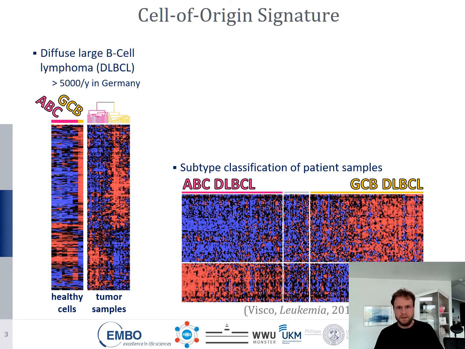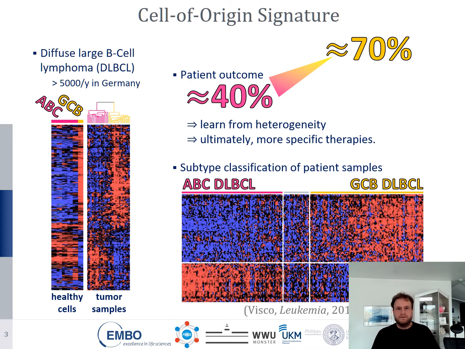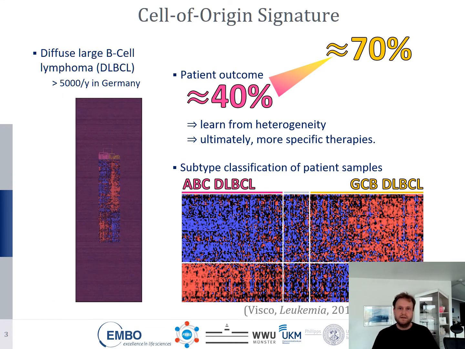And the important bit about this gene expression signature is that it's clinically highly relevant because the 5-year survival of ABC patients is only 40%, whereas GCB patients survive on average about 70%. So it's a better surviving subtype. And we can learn from heterogeneity in the data, and ultimately we want to learn from this heterogeneity how to get more specific therapies for patients. But recall, the data is huge, and you first have to find such signatures.